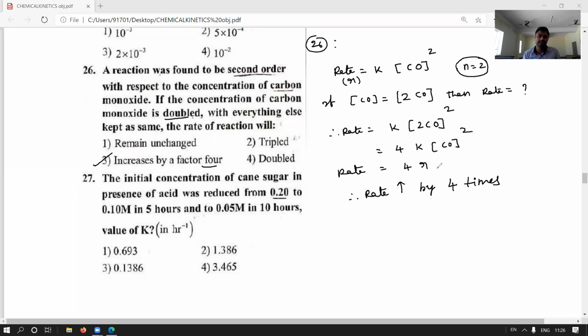Okay, students, let's see the 27th question. The initial concentration of cane sugar in the presence of acid was reduced to 0.1 in 5 hours and 0.05 molar in 10 hours. Find the K value. We have to find K. So in this case, see the initial concentration. How is it changing?